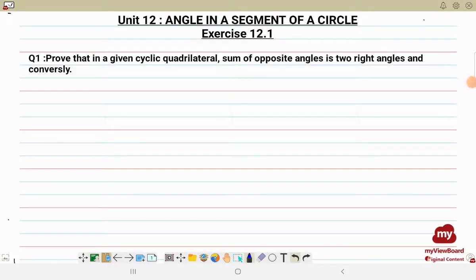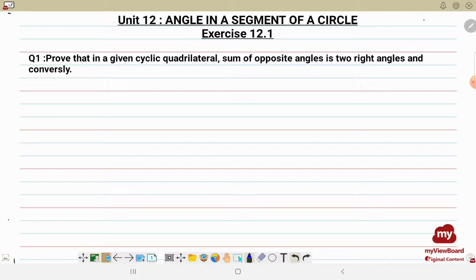Assalamu alaikum. In this video, I will solve question number 1 from exercise 12.1 from unit number 12, that is angle in a segment of a circle. This question number 1 is basically related with theorem number 1 and theorem number 4 of this chapter. Let's read out the question.